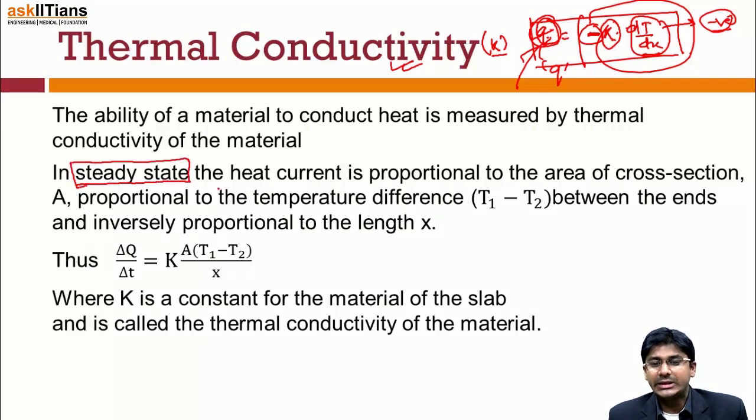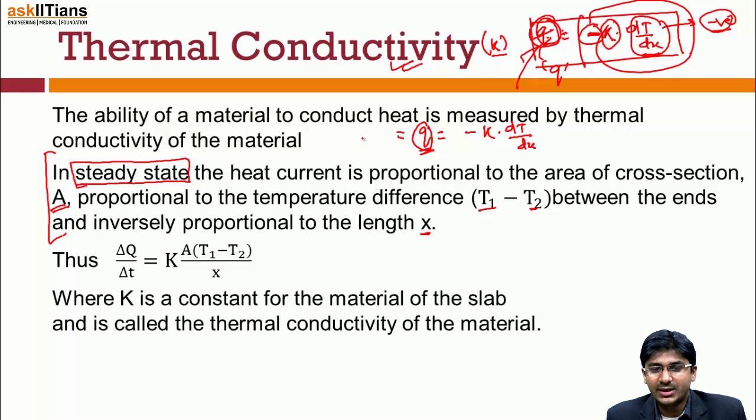In a steady state, the heat current is proportional to the area of cross section A, proportional to the temperature difference T1 minus T2 between the ends, and inversely proportional to the length x. Now this whole thing that is written is actually Fourier's law. We'll see how. Q was minus k dT by dx, right? I told you what Q is. It is the heat flux.